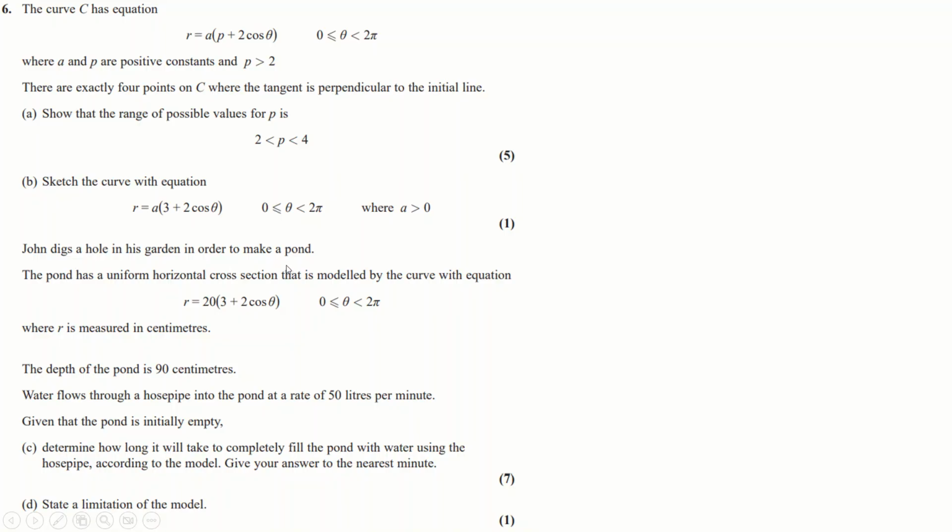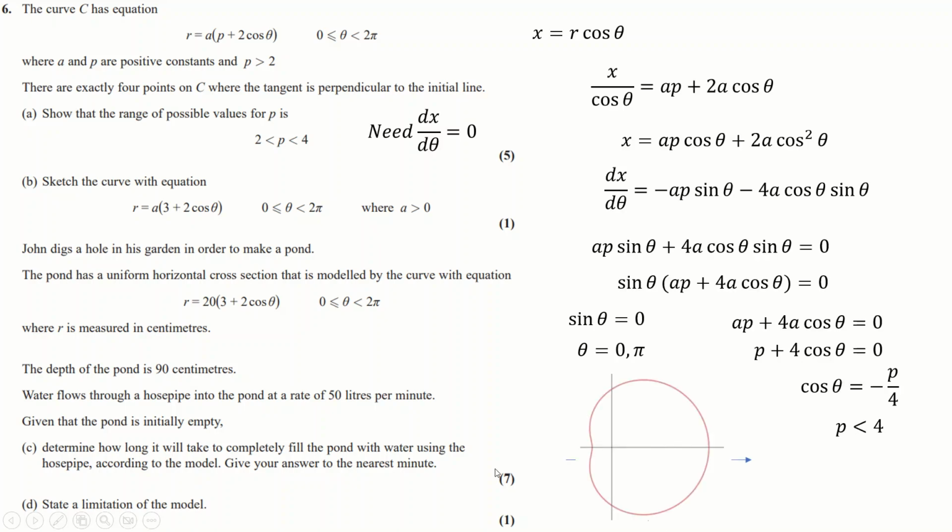Anyway, John digs a hole in his garden to make a pond, and he's going to dig roughly like this. Depth of the pond is 90, find how long it would take if it filled. Okay, this is all about a volume question, right? We need to work out the volume of the pond, which of course means that we need to work out his pond has this cross-section area. So we need to work out this area, then we need to times it by the depth to find the volume, and then we need to divide it by how much the water goes in. We can deal with that later.